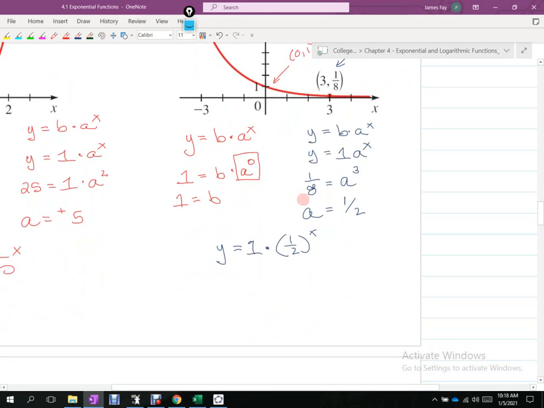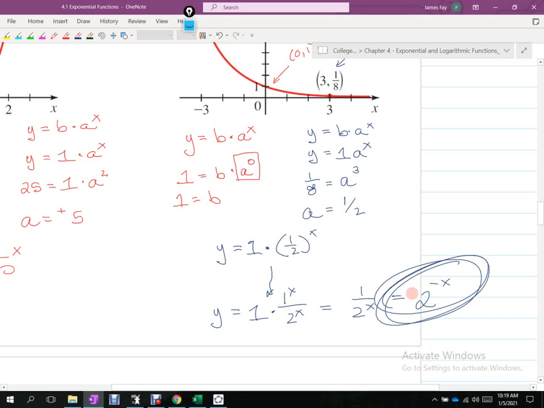Okay, somebody might also, because of what we talked about yesterday, ask: can I distribute that x and say y equals 1 times 1 to the x over 2 to the x? Is that okay? What's 1 to the x? It's always going to be 1, no matter what x is. So I have 1 over 2 to the x. And we could rewrite that as 2 to the negative x, couldn't we?